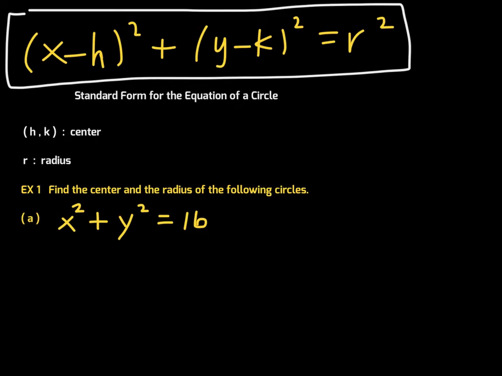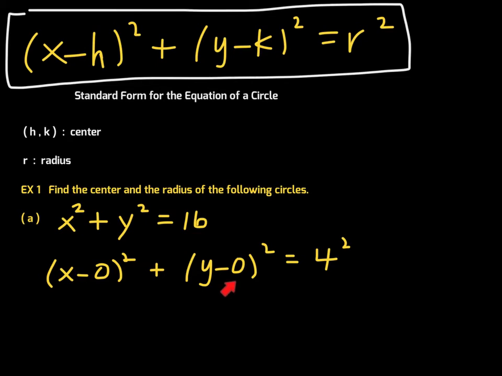Now, what I want you to do is consider that this can be rewritten, if you'd like, as x minus 0 squared plus y minus 0 quantity squared is equal to 4 squared, right? So then you can see your h and your k are both 0, and your radius is 4. All right, so the center is basically the origin, and the radius is 4. Okay, now what I would like us to do now is go ahead and graph this circle.